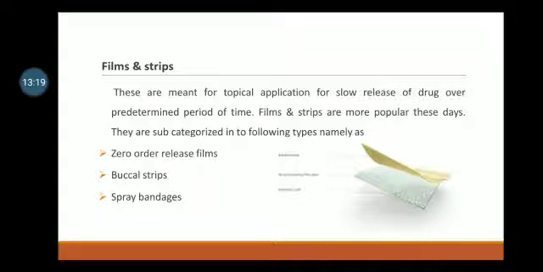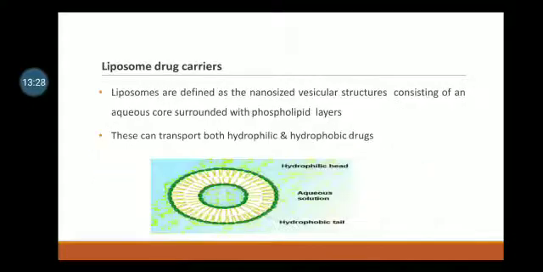They are subcategorized into the following types, namely zero order release films, buccal strips, spray bandages, and liposome drug carriers. Liposomes are defined as nano-sized vesicular structures consisting of an aqueous core surrounded with phospholipid layers. This can transport both hydrophilic and hydrophobic drugs. In the figure, liposome drug carrier, it is shown the outer core, that is hydrophilic head, then aqueous solution between, and hydrophobic tail.